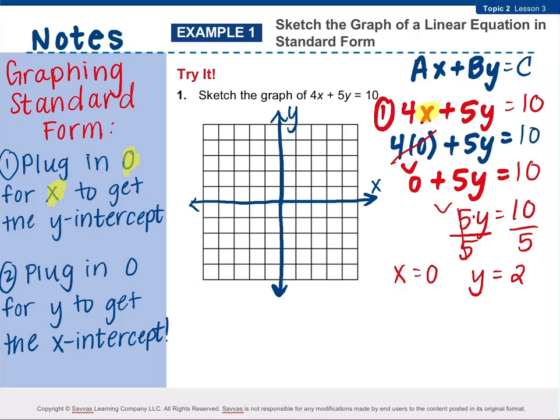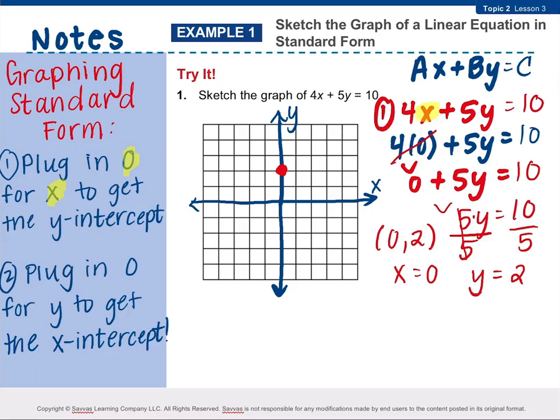So I should have a point at x equals 0, y equals 2. So that would be 0, comma 2, right? X, comma, y. So that means I go over 0 on the x-axis and up to 2 on the y-axis. So that point would be right here. Again, it should be my y-intercept.